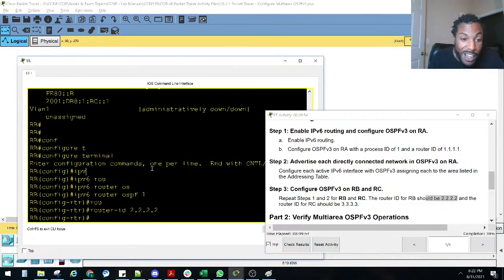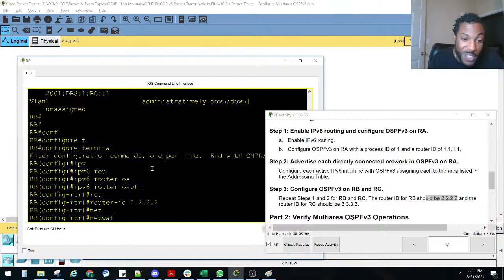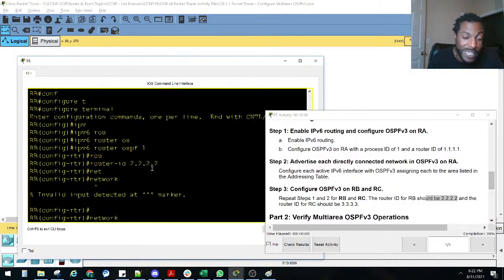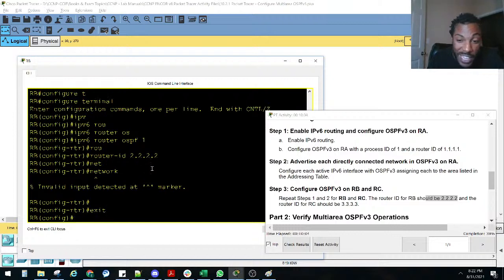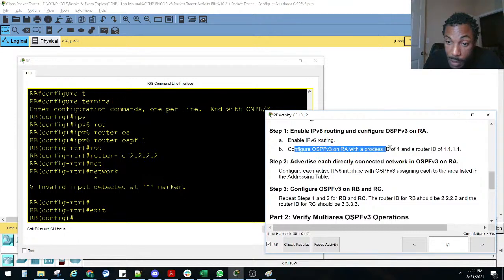So I almost clicked network there. There's no network statement. See, look, you can't even type the word network in there. That's good, I'm glad, because network statements, boy. Let's back out of this. Since we enabled IPv6 routing, we enabled OSPF version 3 with the router ID of 2.2.2.2. Now we just need to do the interfaces.